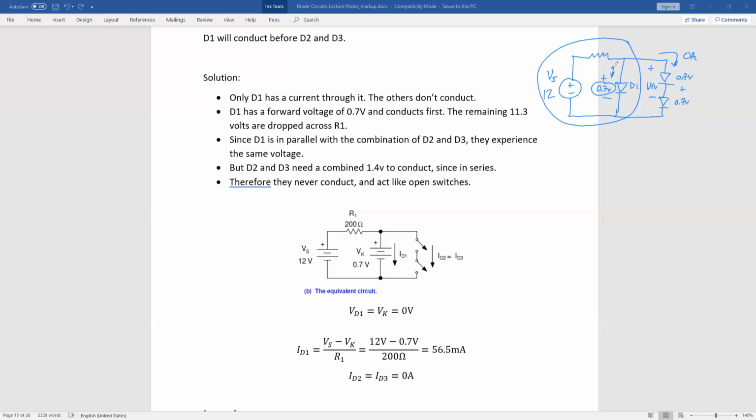Then once we have this, this looks a lot more familiar, and we know how to solve this using the knee voltage diode model. We just use this formula right here, where we take our source voltage, subtract the knee voltage, divide by the value of R1, and that's going to give us our value of 56.5 milliamps. And then based on our earlier simplification, we can also report the current for the other two diodes, and that's just going to be 0 amps because they're never going to have enough voltage to actually have current flow through them.